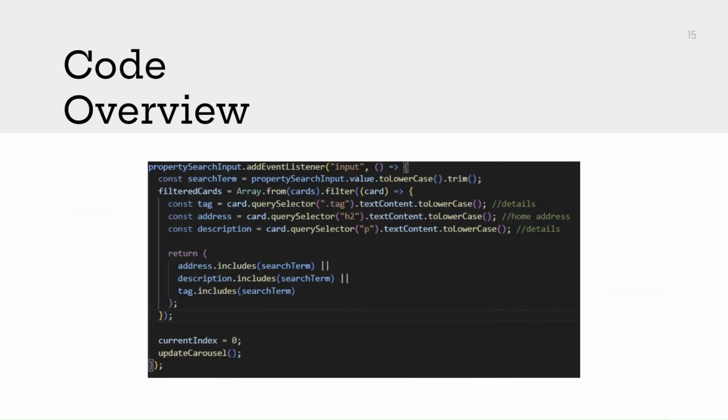And this section of code is just a JavaScript function which allows the user to search for certain properties. The search is performed based on the tag, the H2, which is the home address, and then the P tag, which is just the details tag. And the details, as you saw in the video, could be the number of garages, the number of bedrooms, or anything like that.